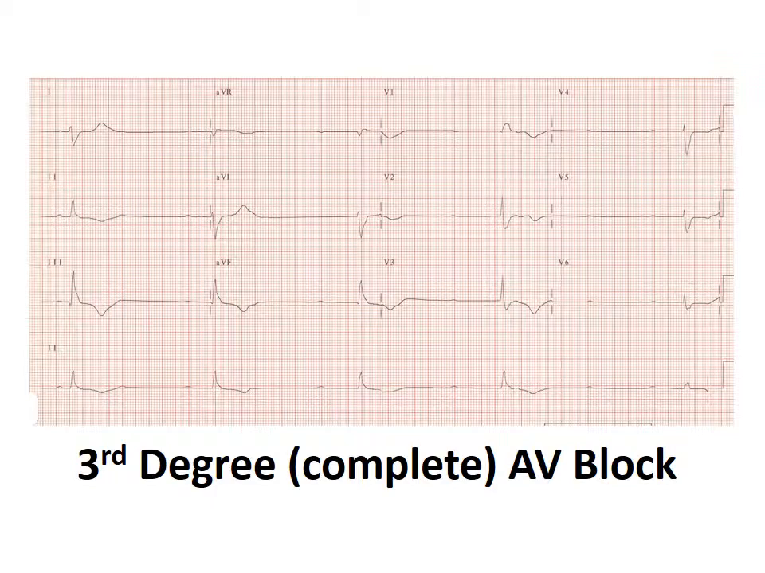3rd degree block, you have complete dissociation. The atria is firing, the ventricle's firing, neither one are communicating with each other. So you have P waves all throughout, and they're pretty equally spaced, and you have QRSs all pretty well equally spaced, but they do not correspond with each other.